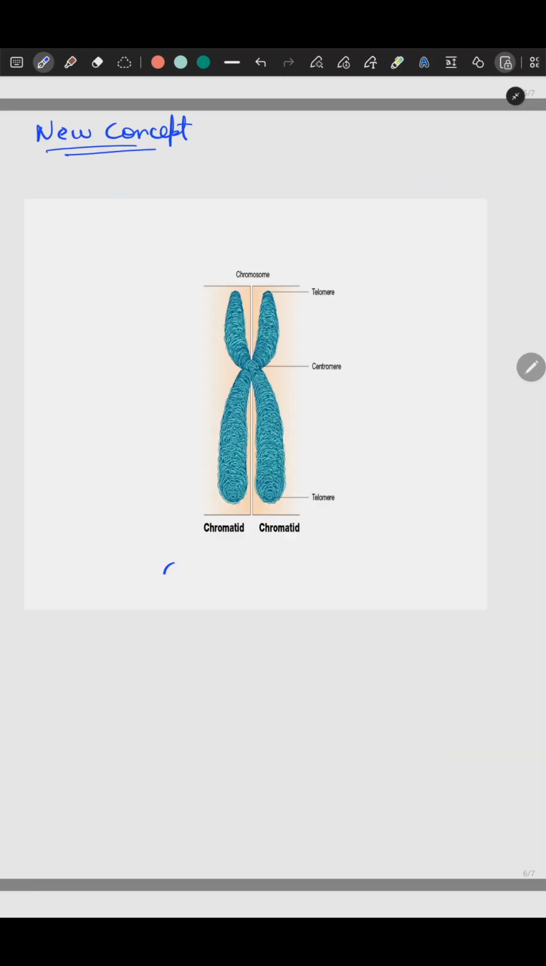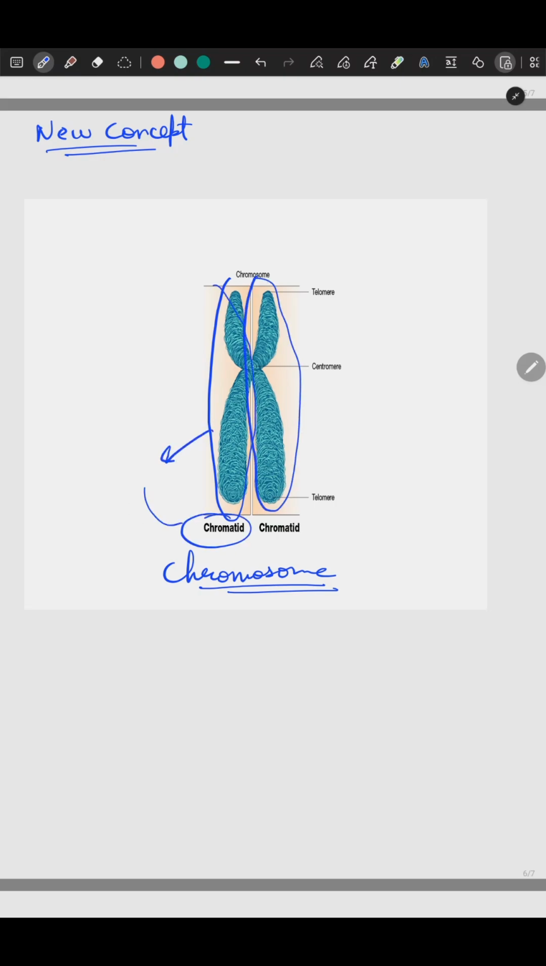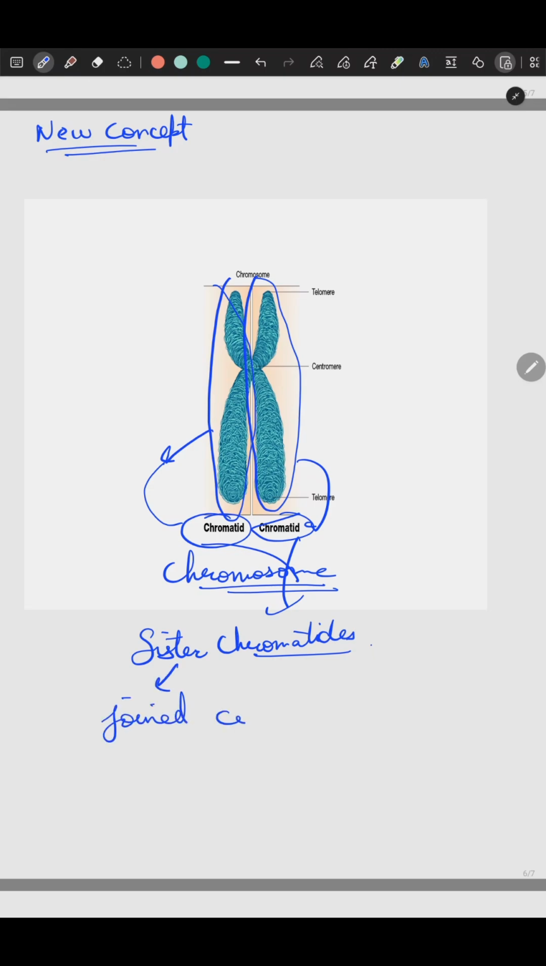Suppose this is one chromosome. It has one part and a second part. We name each of these a chromatid. This one is also a chromatid. Both constitute together, and we call them sister chromatids. They are joint copies of the original chromosome.